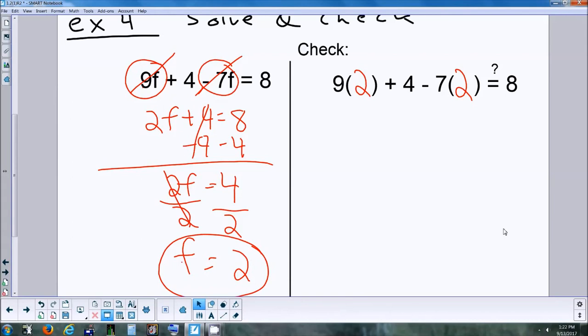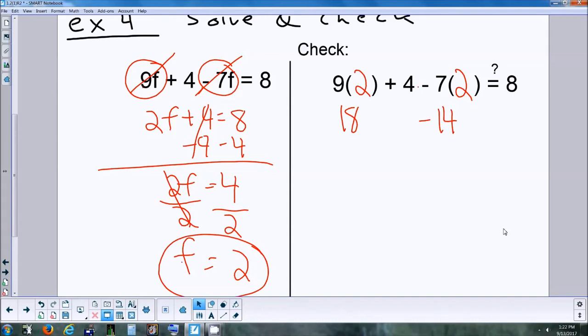Mallory, what's the first thing I should do over here? Times 2 by 9 and 7. Okay, what do I get? 18 and 14. Negative 14. I like it, good catch, right? Because it's negative 7, but it's signed to the left. Negative 7 times a positive 2 is negative 14.